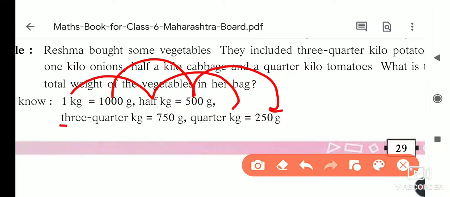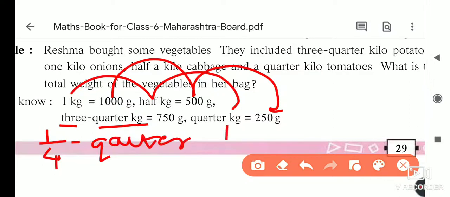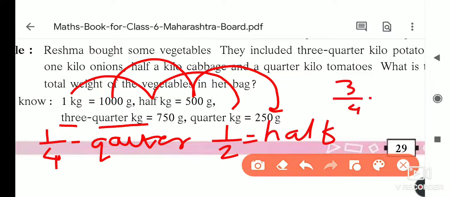But here what is written? 3/4 kg. So 3/4 means how many quarters? 3 quarters. So quarter kg we are writing in this way also. This we are writing, it is called a notation. For fraction, inside, we are writing in this. So quarter we are writing in this way. 1/2 if we are writing, it is called a half. And 3/4 if we are writing, it is called 3/4 kg. So these are the fractions.